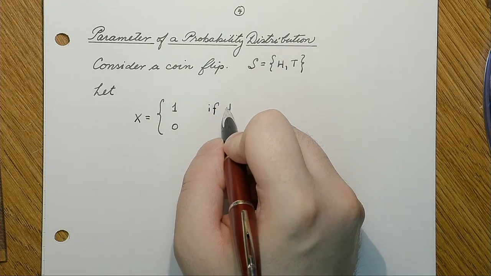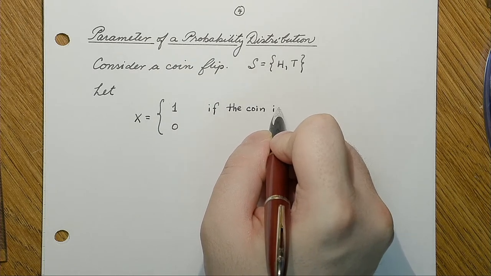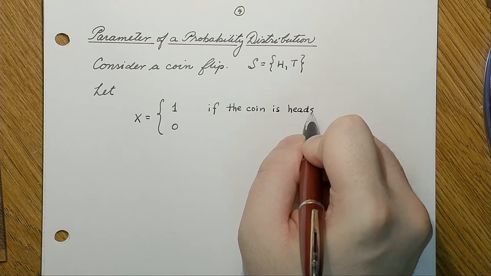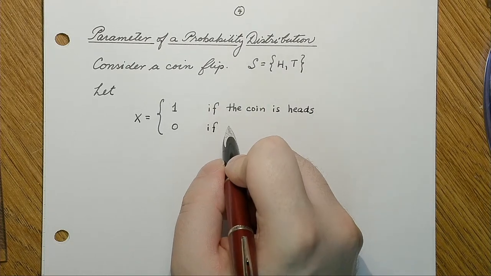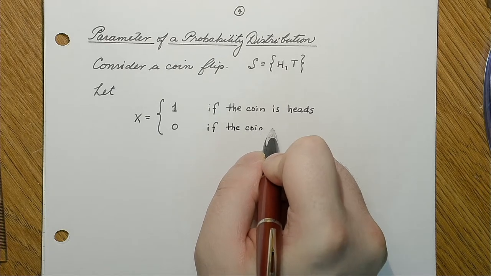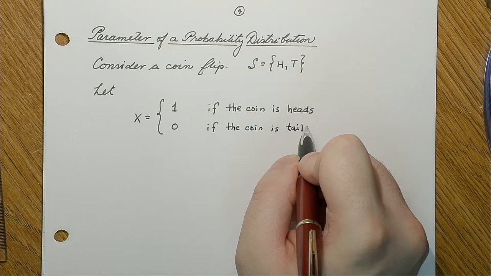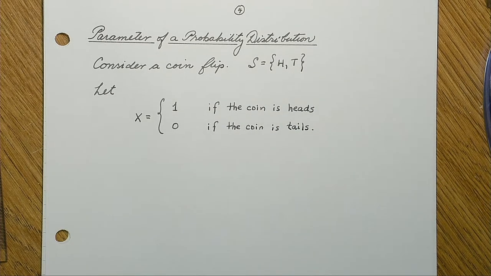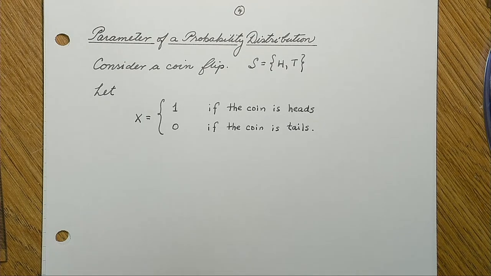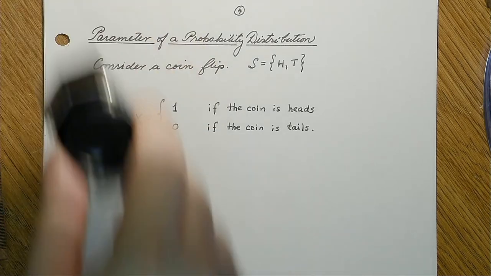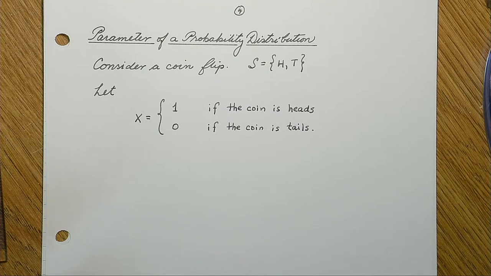If the coin is heads, and over here we'll say if the coin is tails. Now, what kind of random variable is this, where the values that the random variable can take is either 0 or 1? Just asking in the chat there, what kind is it? I think we had done it in the previous lecture. It was named after a mathematician. Yes, it is Bernoulli. Yep.